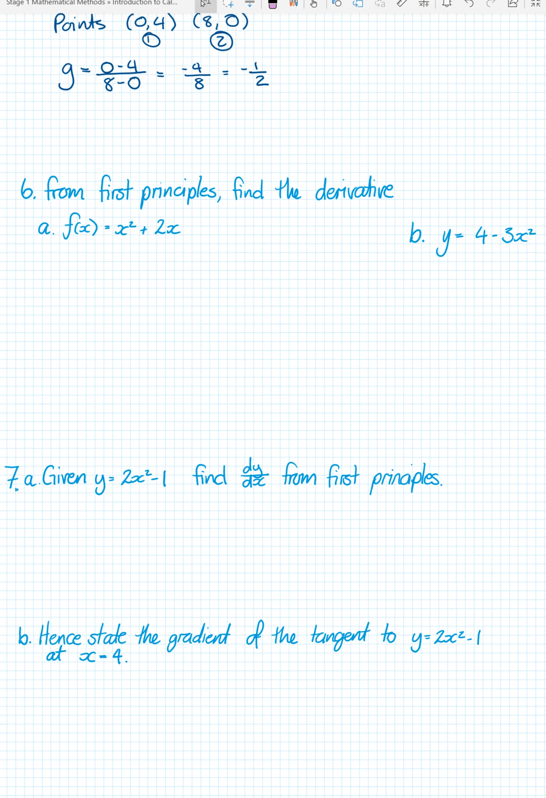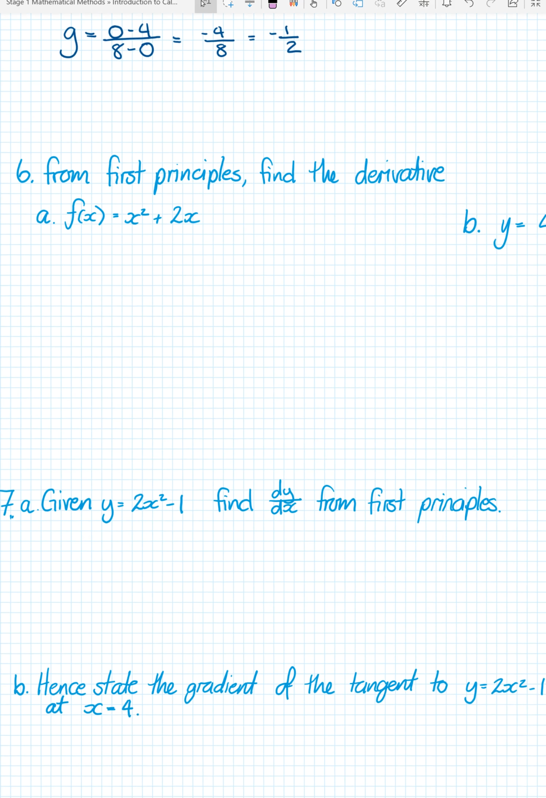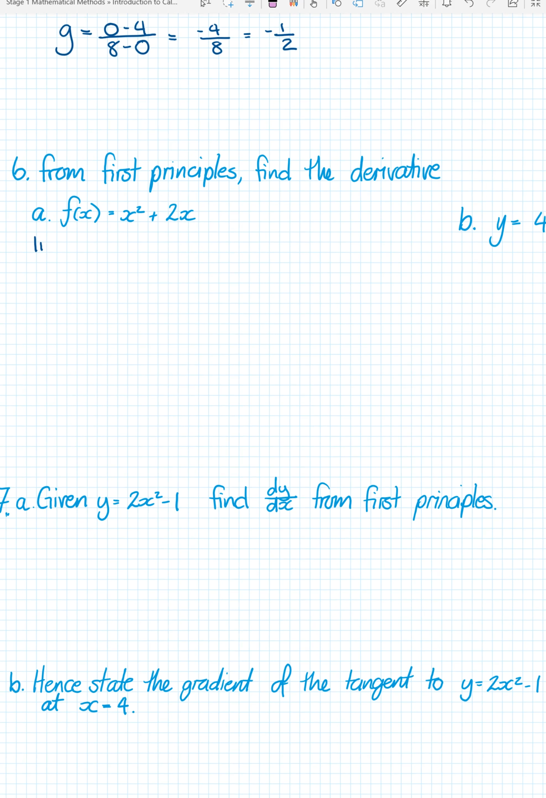Okay, the next question, from first principles, find the derivative. Now we know that first principles means using our limit as h approaches 0 of the function of x plus h minus the function of x divided by h. So this is obviously another good one that we need to have in our reference page, and we'll have a look at that in a minute.